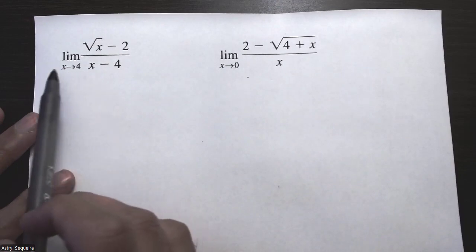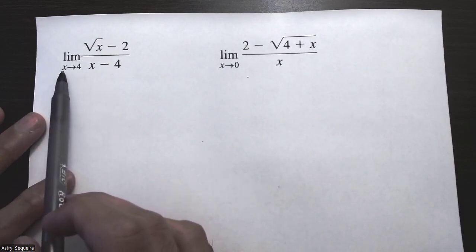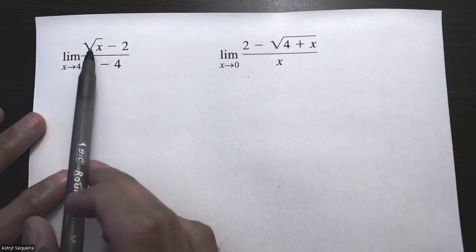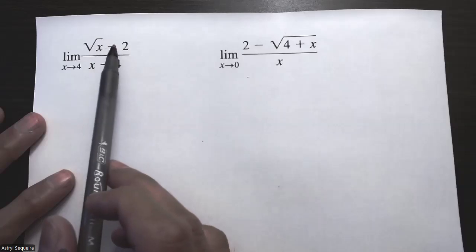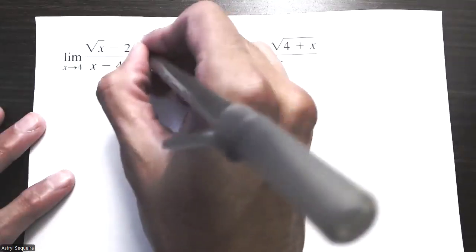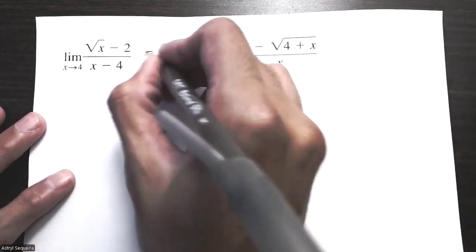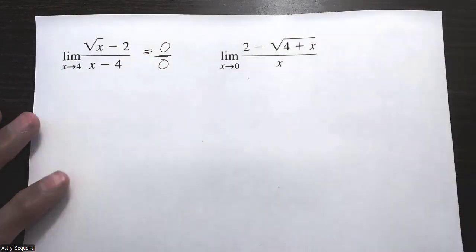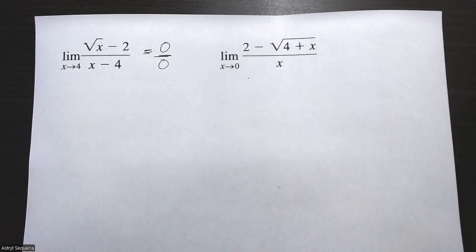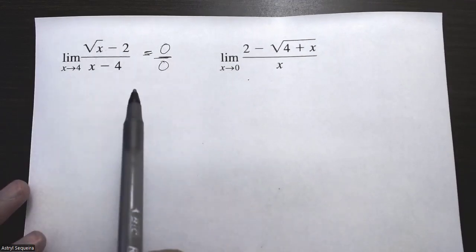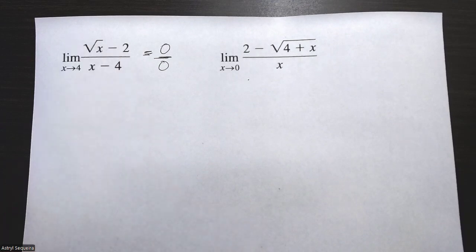For every limit question, the first thing I'm going to do is sub in my limit into the question for x. So root of 4 is 2, 2 minus 2 is 0. So I get 0 on the top. And then 4 minus 4 is 0, which is 0 on the bottom. And this is an indeterminate form, which means we can't use this as a solution. So we have to simplify. When you have a square root, generally you rationalize the equation.